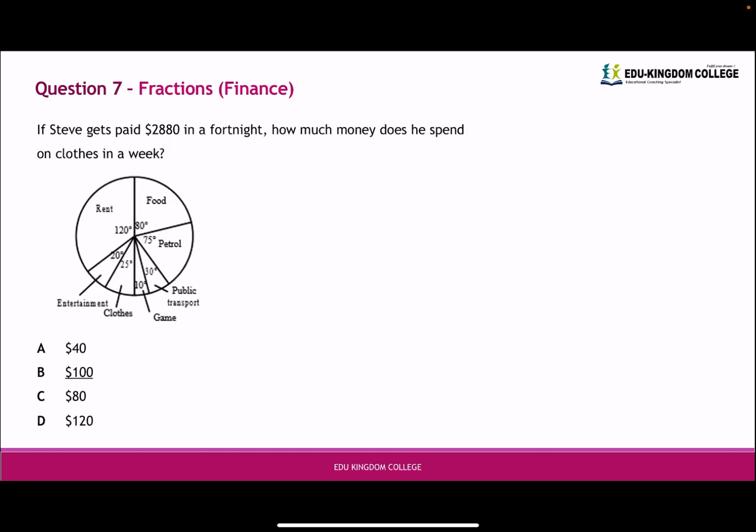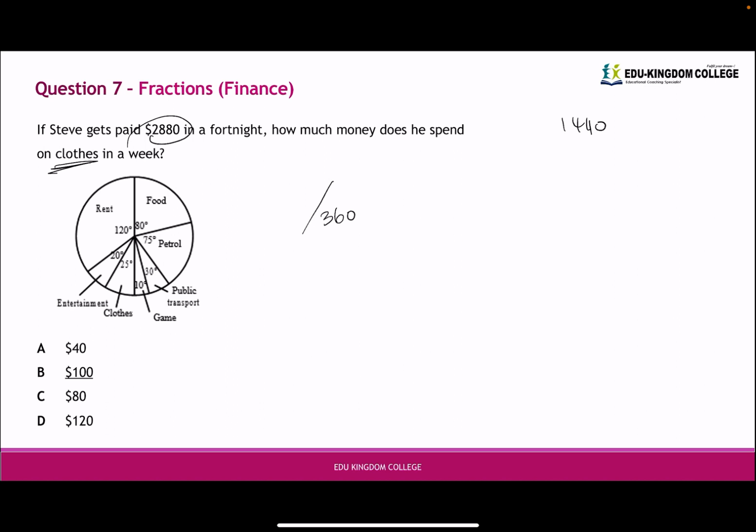Question 7 is a fractions question, slightly mixed in with a couple of degrees and angles, adds just a slight layer of complexity to it. We should be okay with it though. So we know the total number of degrees in a circle is 360, and we're looking at how much does Steve spend on clothes in a week. So he gets 2880 in a fortnight. We want to know how much he gets in a week though. So in a week, he makes half of this. So he makes 1440 in a week.